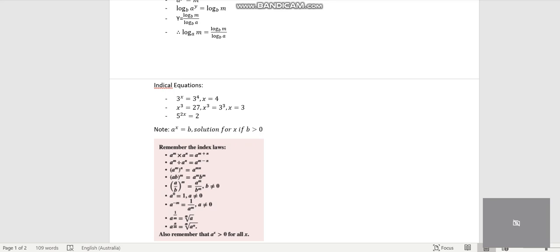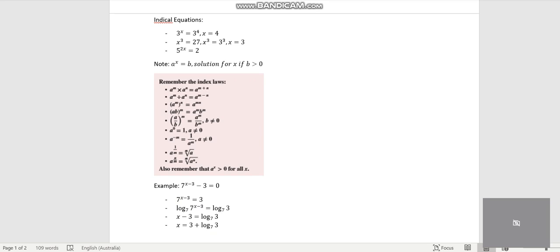Same with a fraction, (a divided by b) all raised to the m, so it's a to the m divided by b to the m. Any number except 0 raised to 0 is 1. A to the minus m equals 1 over a to the m, where a isn't 0. A to the 1 over m is the m-th root of a, and a to the n over m is the m-th root of a raised to the n. And we'll also remember that a to the x is greater than 0 for all x. These are, like I said, the index laws.